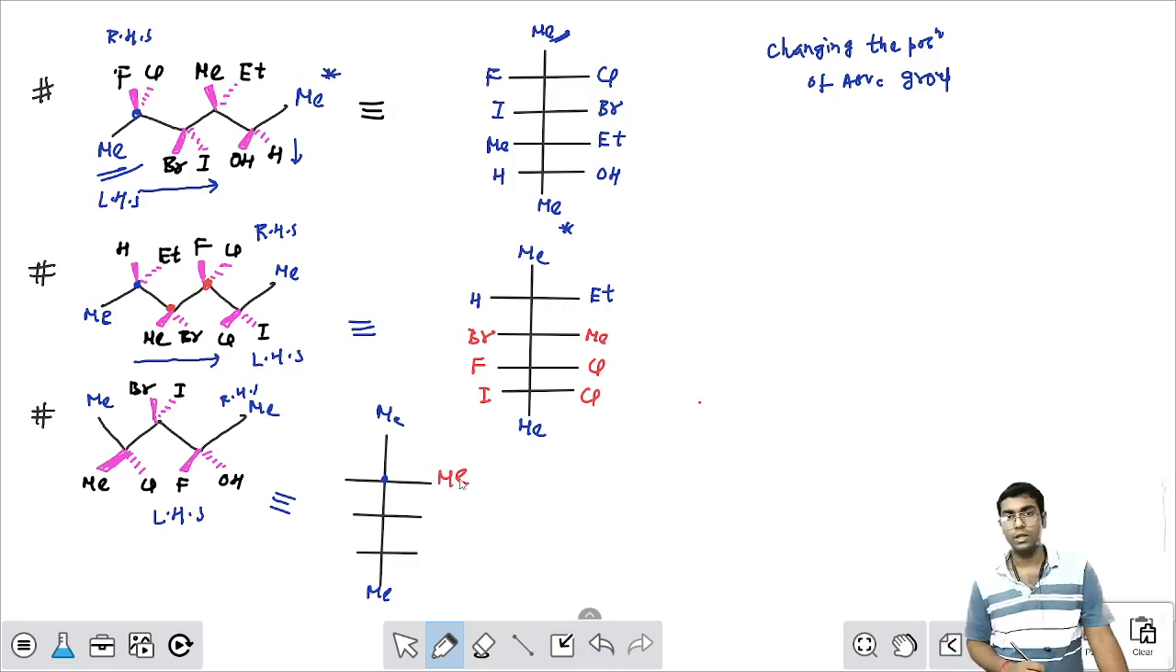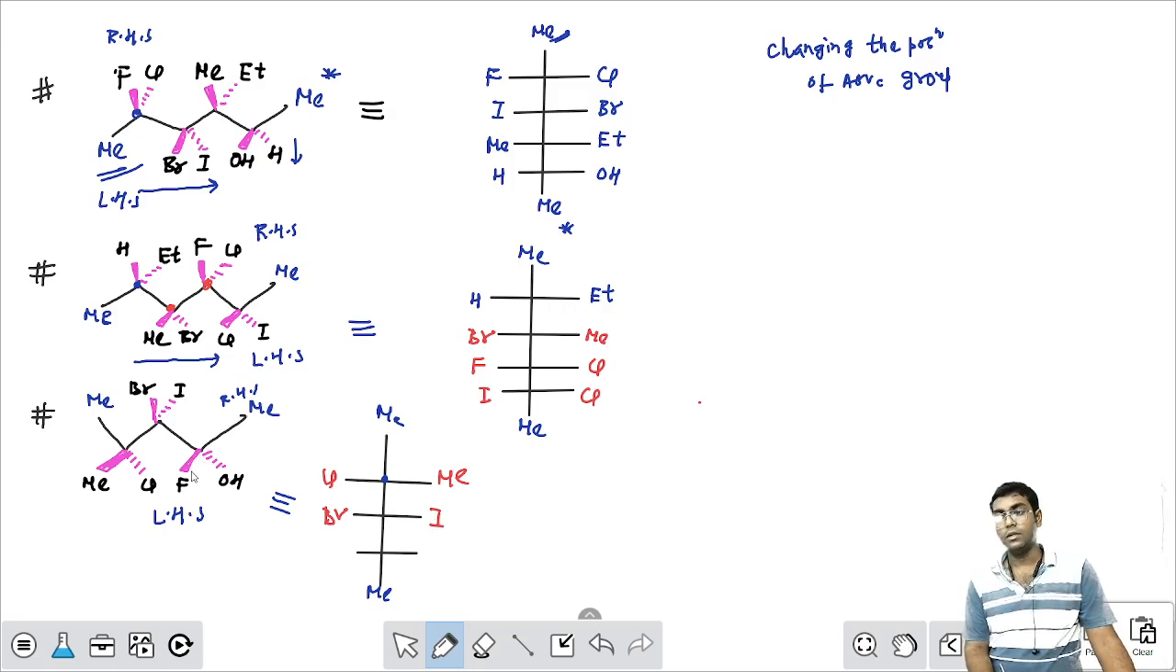Methyl position. Is it clear? Now another group is chlorine. So for the next carbon, the bromine is situated on the right hand side. We have to keep it on the left hand side. So this will be the position of bromine, and we have to fix the iodine for this one.